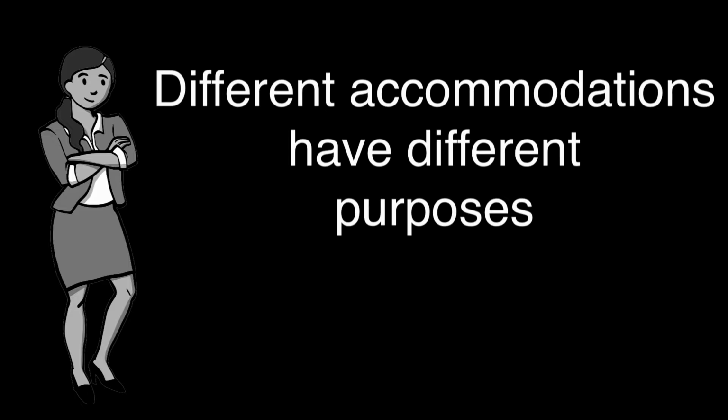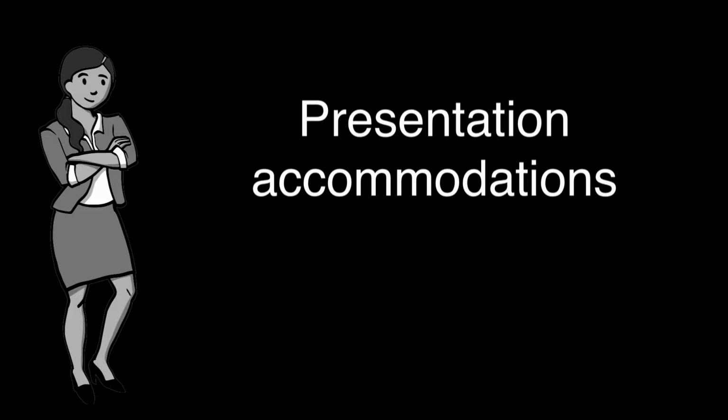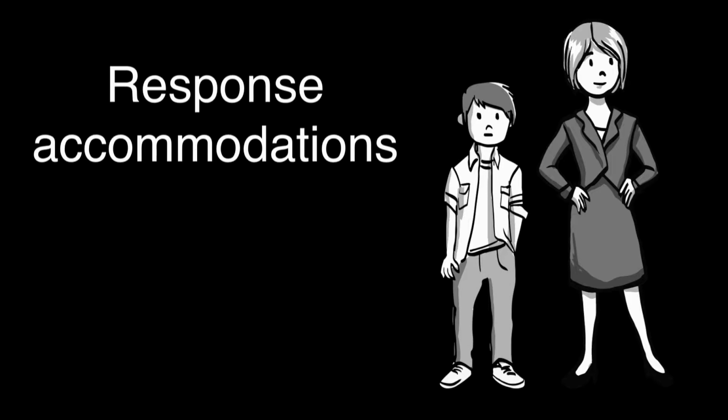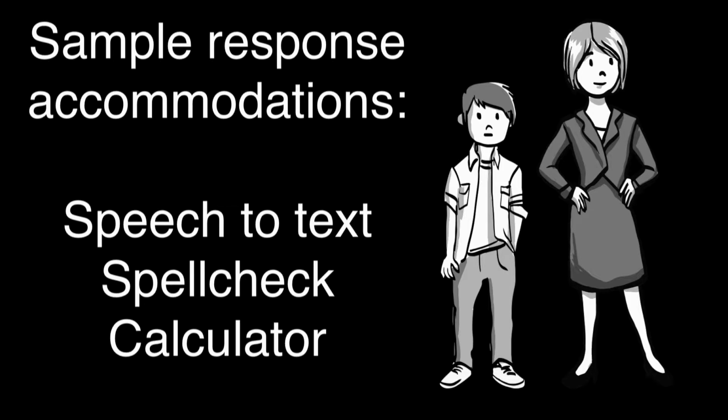Accommodations can be categorized by purpose. For example, presentation accommodations provide alternatives for presenting information to students. Presentation accommodations for a student who has difficulty reading might include listening to audio recordings of books or getting verbal directions instead of written ones. There are also response accommodations, which provide alternatives for ways that students demonstrate learning. These can include using speech-to-text technologies, using a spell checker, or a calculator.